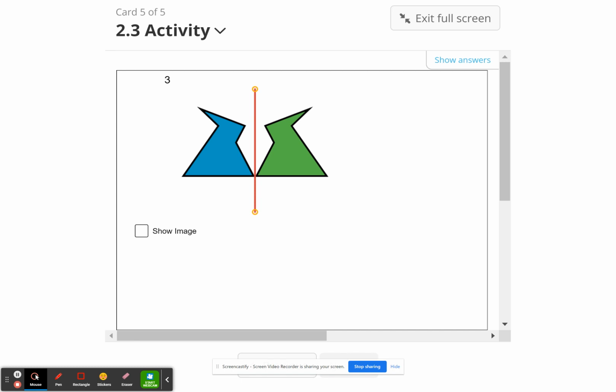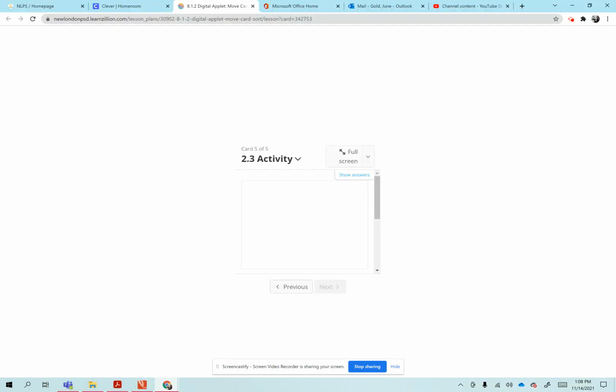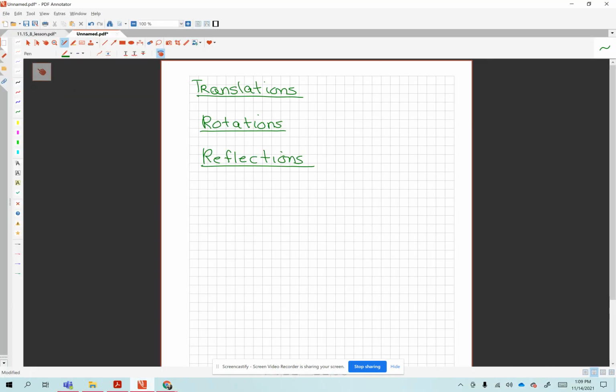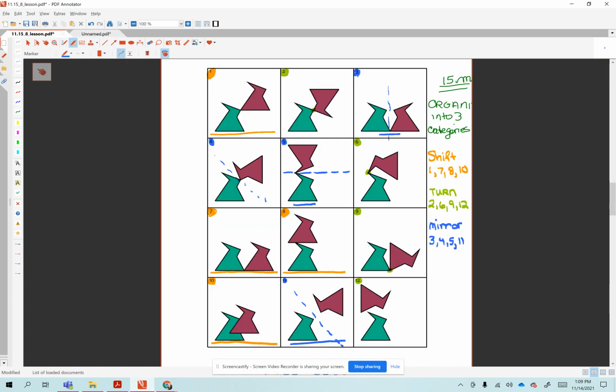So we have now 3 new words. We have our translations, our rotations, and our reflections. So let's get back to our lesson.